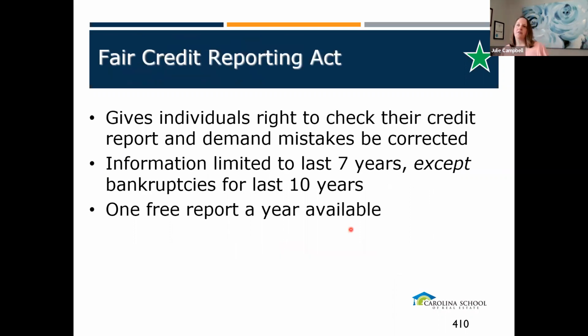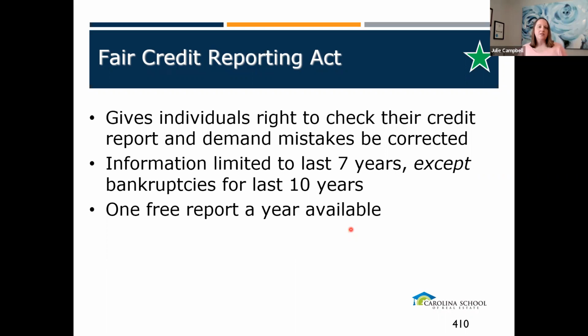Another lender act is the Fair Credit Reporting Act. This is what gives us a right to check our credit report. We can do it free once a year. How many people do that once a year? Yeah, I'm kind of bad about that too. A few of you, good for you. I need to get better about that.